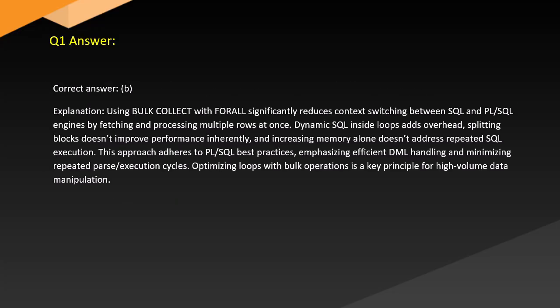Answer. Correct answer: B. Explanation. Using BULK COLLECT with FORALL significantly reduces context switching between SQL engines by fetching and processing multiple rows at once. Dynamic SQL inside loops adds overhead. Splitting blocks doesn't improve performance inherently, and increasing memory alone doesn't address repeated SQL execution.